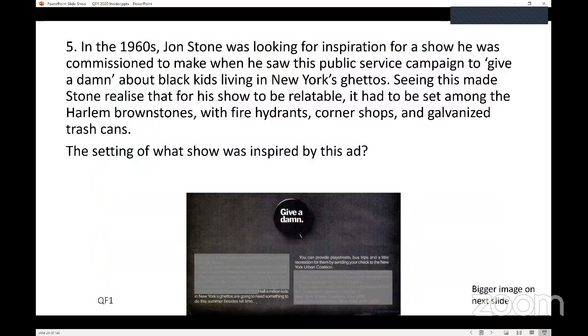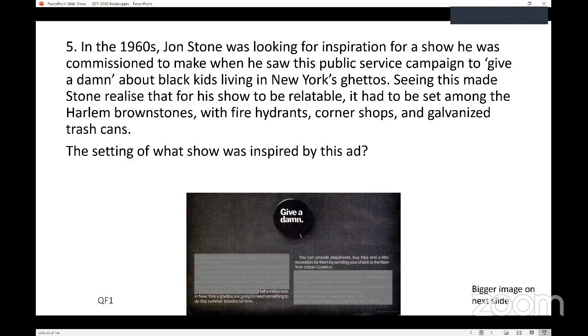Right. So we go to question five. A show that is still going on from the late 1960s that is set among Harlem brownstones and has trash cans and corner shops and fire hydrants, and provides children with bus trips and play streets. So what show is this?